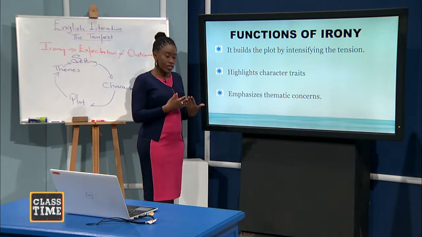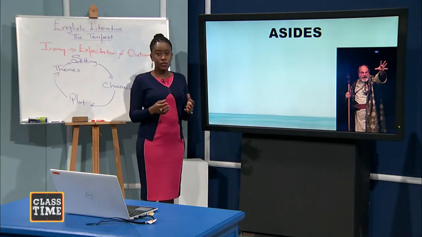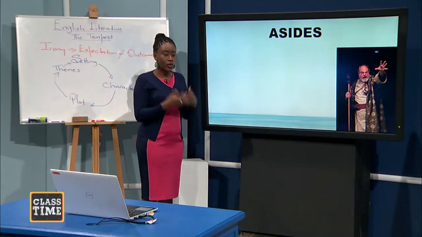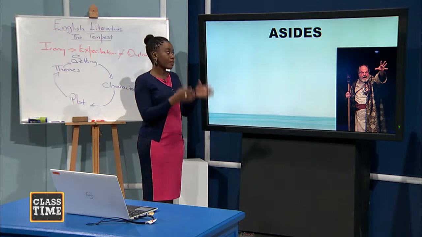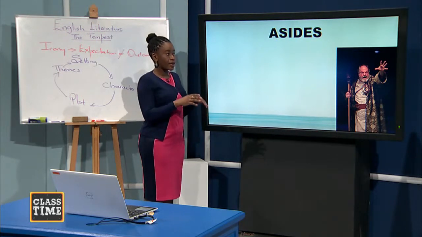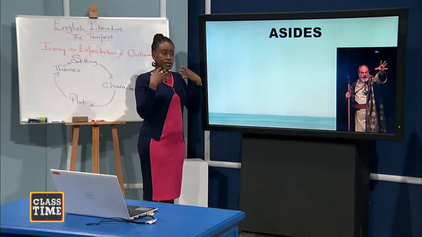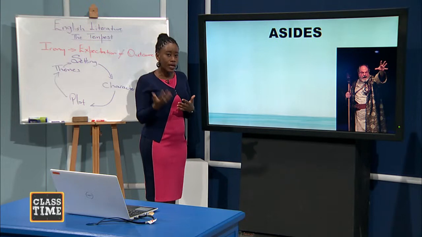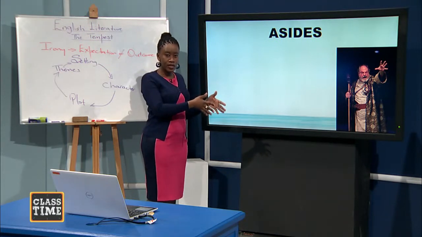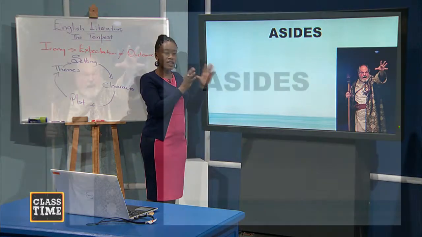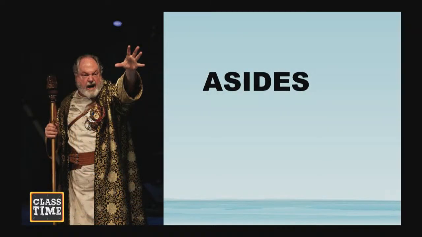We're going to move on to look at another device that is used in the play, and that is the whole aspect of asides. What did we say asides are? Asides are points in the story where a character is communicating something to the audience. Even though there are other characters on stage, the audience is of the impression that the other characters are not hearing what this particular character is saying. So it's to give the audience some information about something that is going to happen, about character traits, and so on.